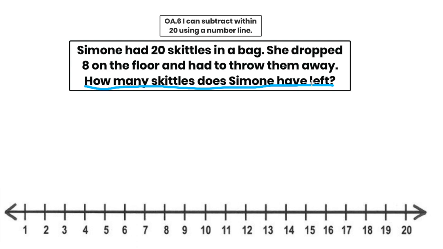And it also says that she dropped 8 on the floor and had to throw them away. If she's throwing something away, they're being taken away from her. So that's another clue that I'm going to subtract. But what numbers am I subtracting? Oh yeah, I see 20 because she started with 20 and then she dropped 8. Now, when I'm making my subtraction equation, which number should I write first?